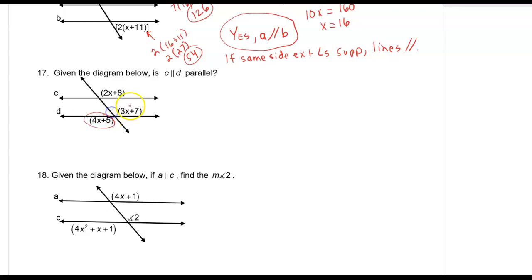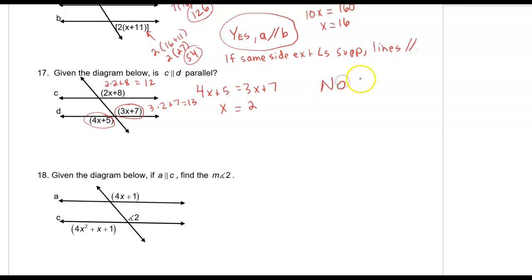4x plus 5 and 3x plus 7 are vertical angles, so you can set them equal. Now that I know x equals 2, I can check these angles. The 2x plus 8 would be 4 plus 8, which is 12, and 3x plus 7 would be 3 times 2 plus 7, which is 13. Those are not congruent angles.